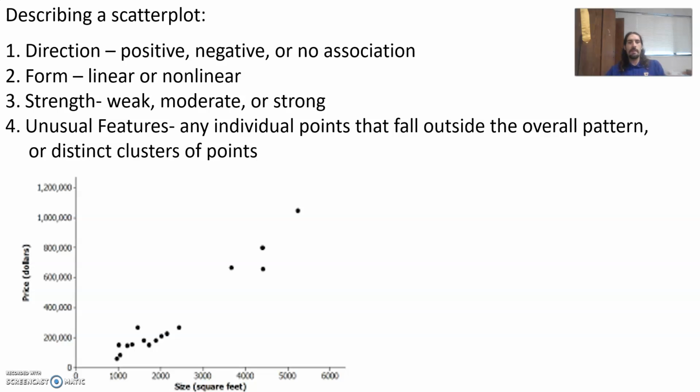So in this particular graph down here, it lists the size in square feet of a house on the x-axis, and it lists the price in dollars for that house.